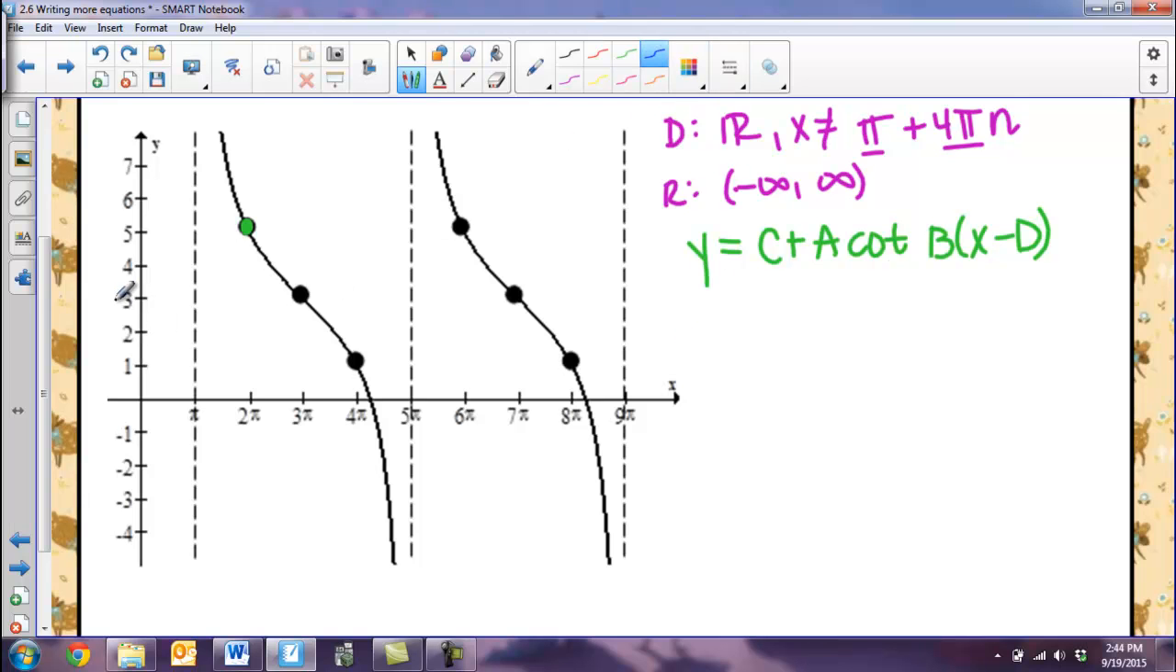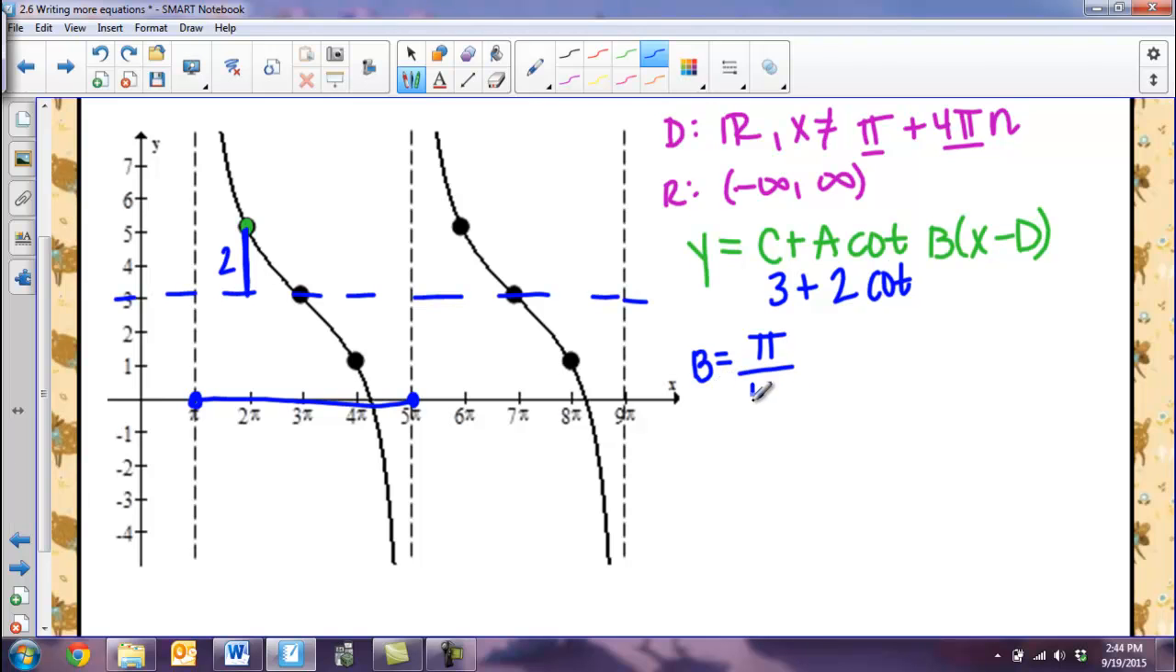So my c value, my vertical shift where my new center points are, is at 3. The amplitude from a high point down to that sinusoidal axis is 2. I'm going to use cotangent. In order to find my b, I'm going to take pi and then look for my period. So my period, an asymptote to an asymptote, or a center to a center, goes from pi to 5 pi, so that is 4 pi. If I simplify that down, my pi's cancel, I get 1 over 4. So my b value is 1 over 4.